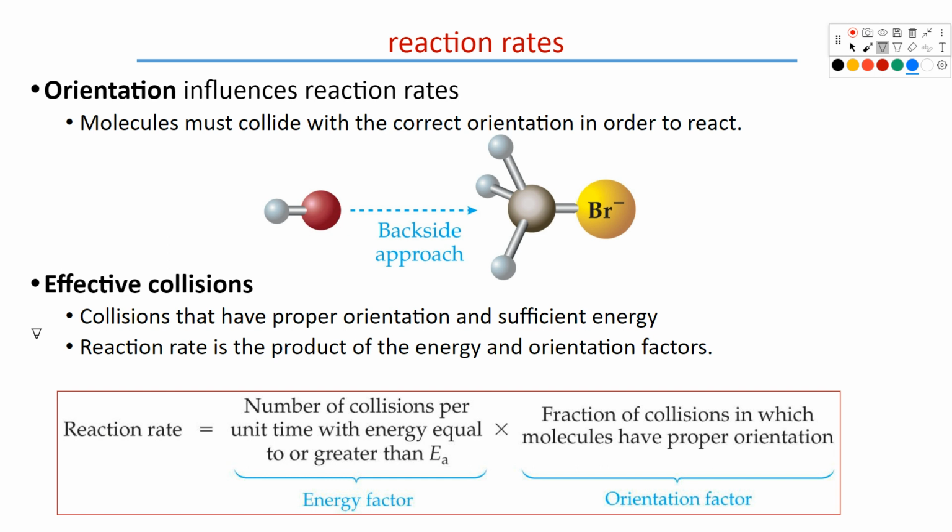The second thing, this number is always a fraction or a decimal. It wants to know how many of those collisions have the proper orientation. Obviously, not all of them are going to collide properly, but what percentage or what fraction of them will. And that is what affects our reaction rate. And this is what we're going to be talking about, the rate of reaction in this unit.